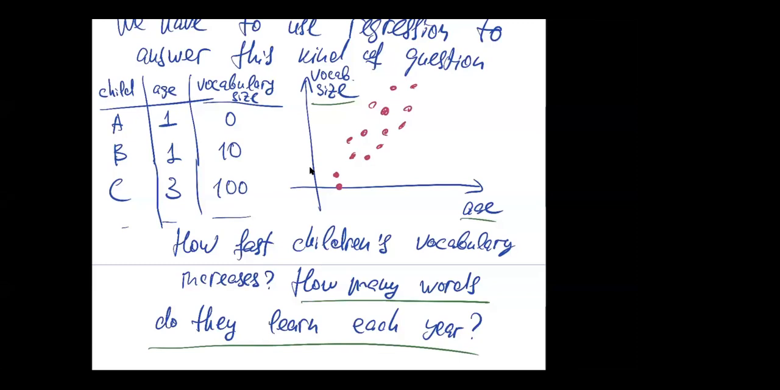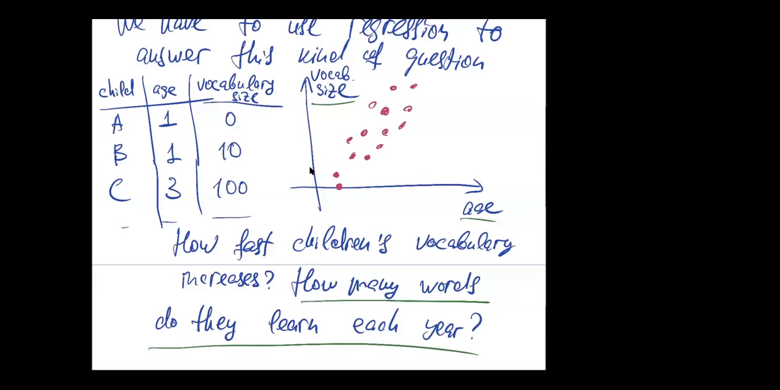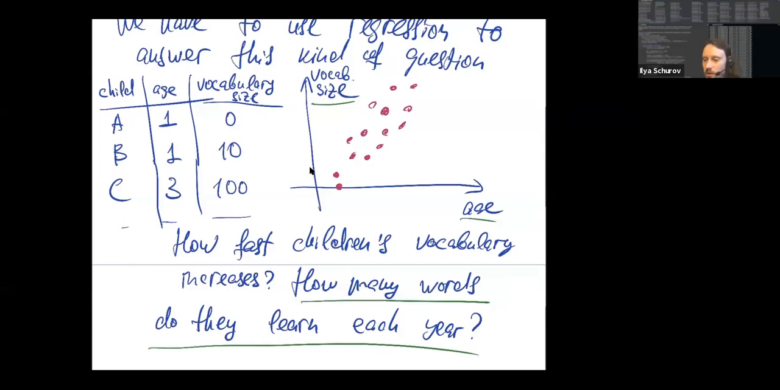So I have a question. Children A, B, and C. There are different children. So yes, they are different children. We just have a group of children. So we do our experiment just once, but we have different children of different ages, and so we want to use this information to answer this question.